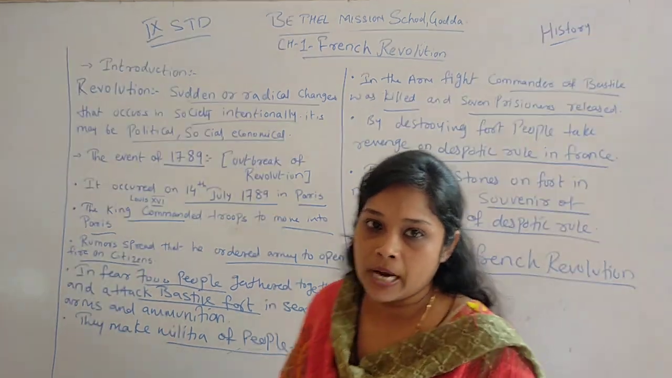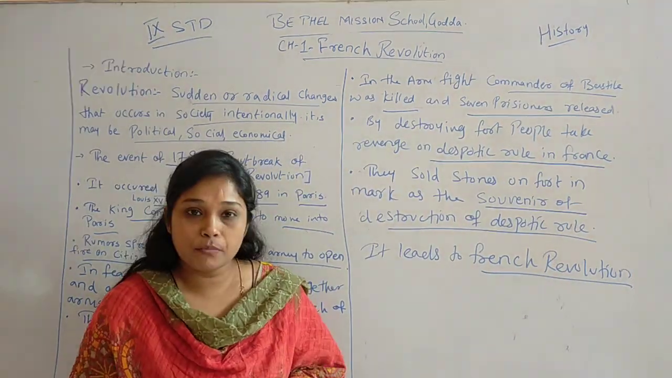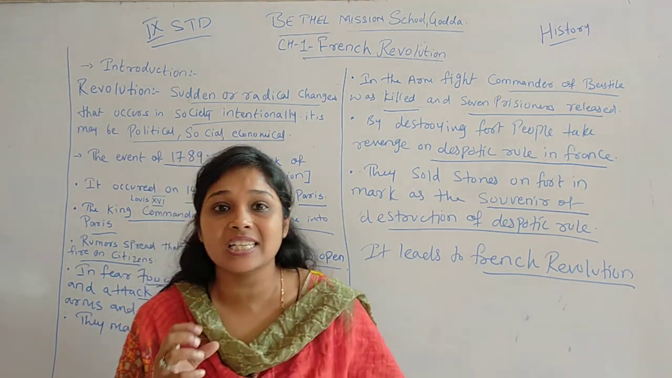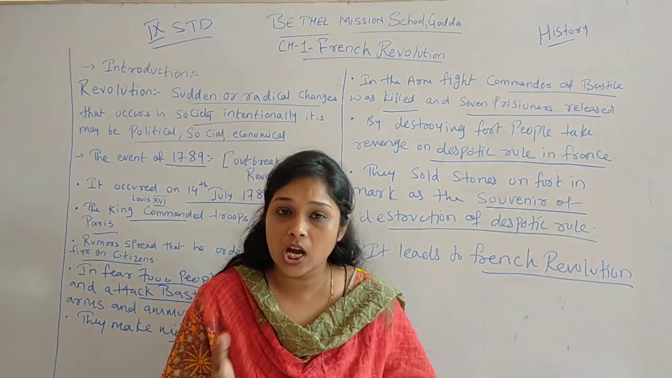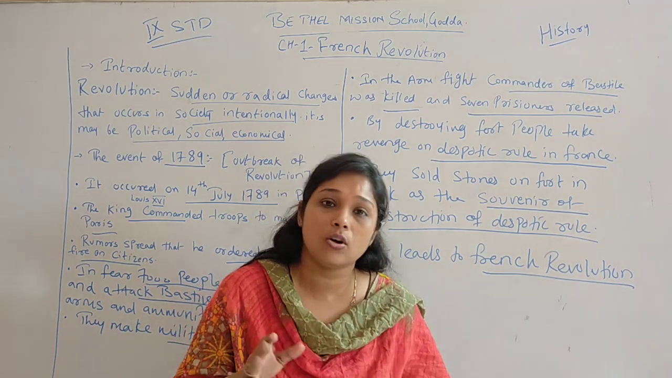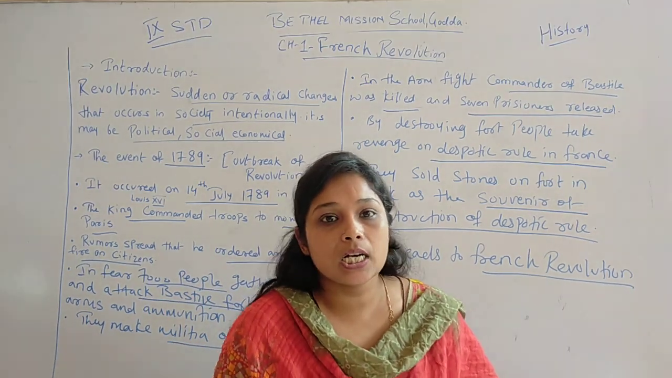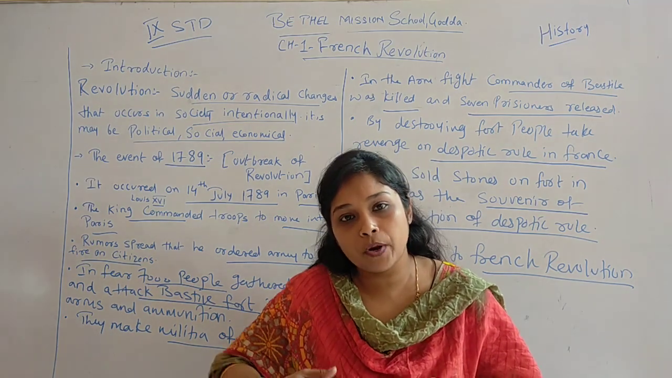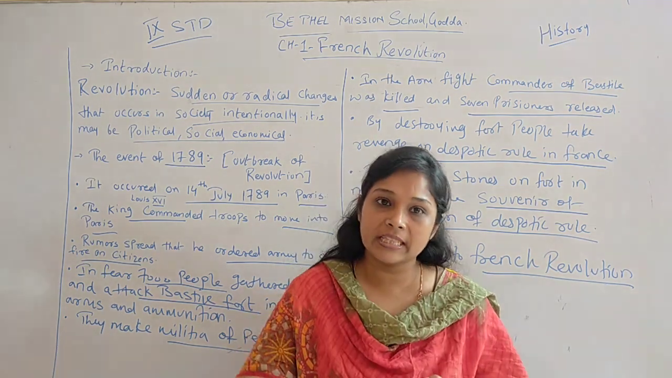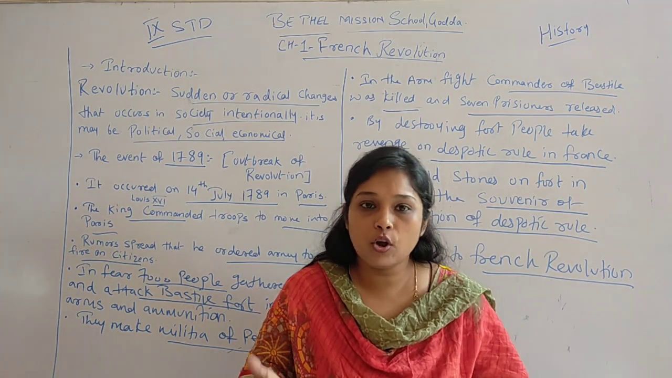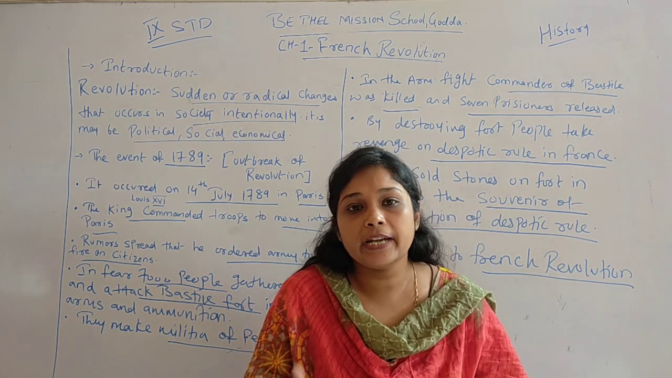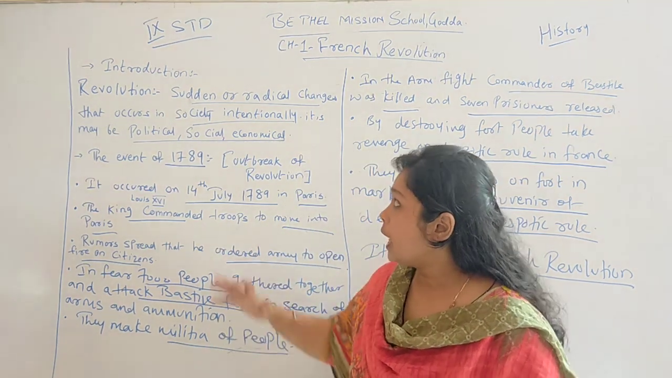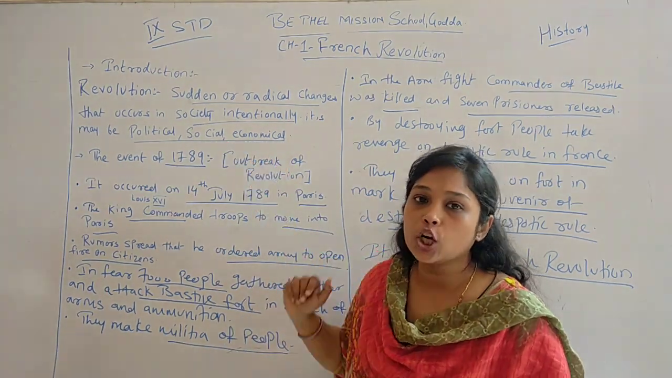So what do we mean by revolution? See, revolution means any sudden change or any radical change which occurs in our society, and that change does not occur naturally, but it occurs intentionally. That means we human beings want that change, and to bring that change we put in an effort, and because of that effort, that change has occurred in our society. That change may be political, social or economical.